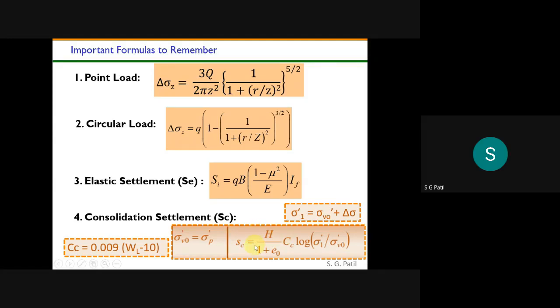I did not put OC soil here because I don't want to confuse you with unnecessary extra material. I want to be precise here, that's why I put only NC soil. Those who are comfortable with the calculation for OC soil can add 2 more equations here. But this is the bare minimum. At least you should remember these 4 equations to tackle any problem in your unit number 2.